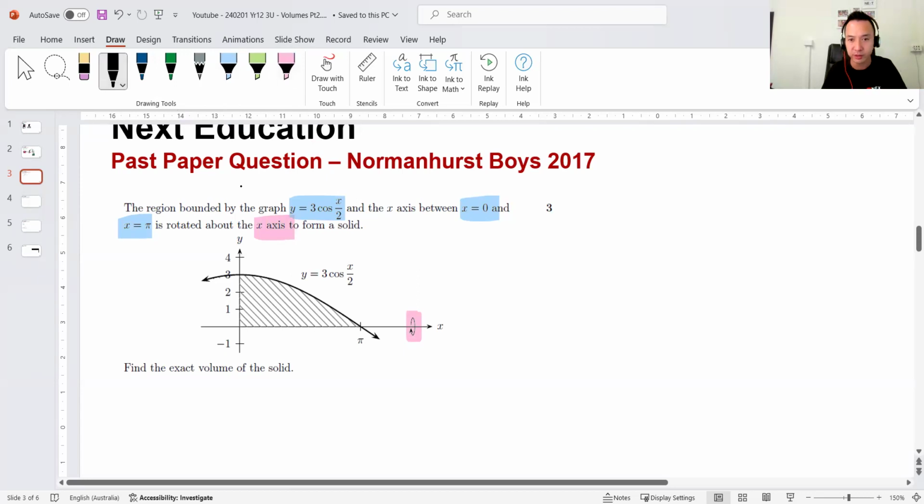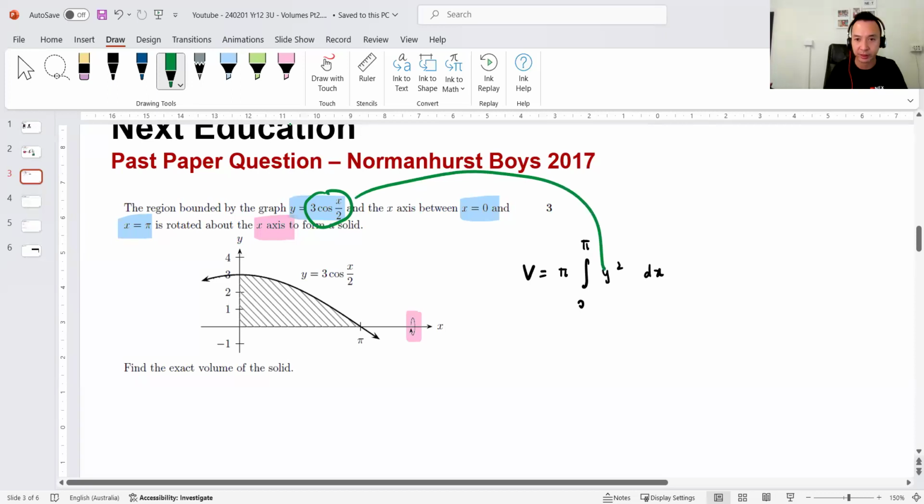All right. So once again, V equals pi between the limits of 0 and pi, y squared dx. And in this case, the difficulty is, in the last one, maybe the diagram, not having a diagram is a bit hard for people, but for this one, the diagram's given. The difficulty is definitely in the integration part. So sub that in, and you get equals pi between 0 and pi.